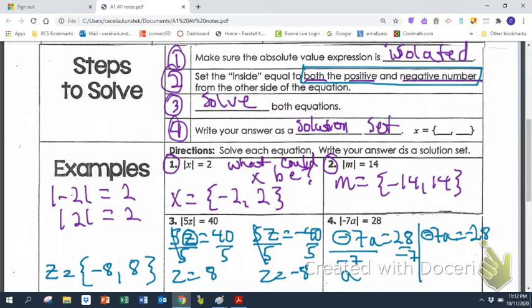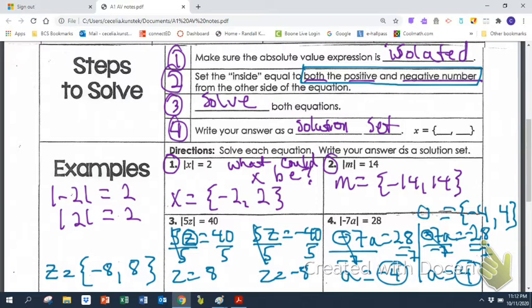And then a is equal to 4. I'm sorry, negative 4, because I'm dividing by a negative. In this case, I'm dividing a negative 7 into a negative 28. So then a is equal to a positive 4. So those are my two answers. If I was to put that in bracket format, I'm going to have to squeeze it in up here. I would have negative 4 and 4 is equal to a.